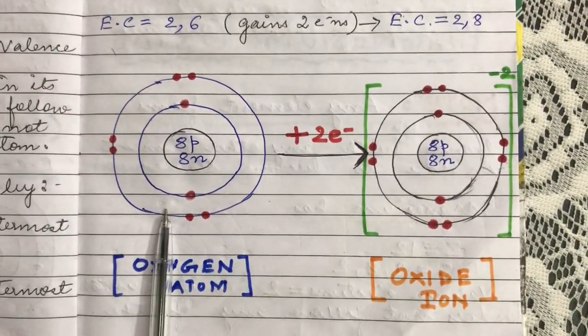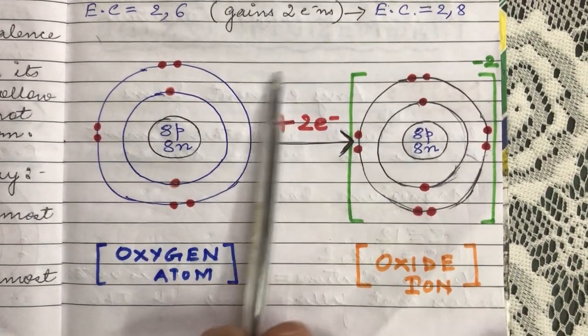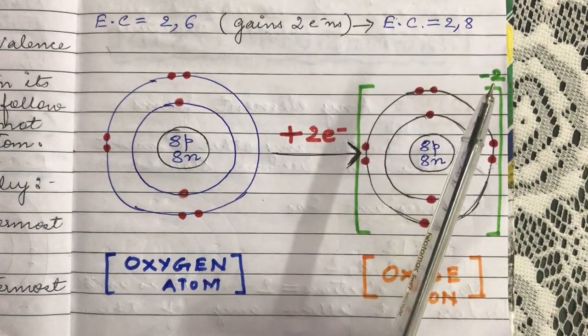This is how the oxygen atom forms an oxide ion, and this is how we can understand that a nonmetal on gaining electrons gets a negative charge.